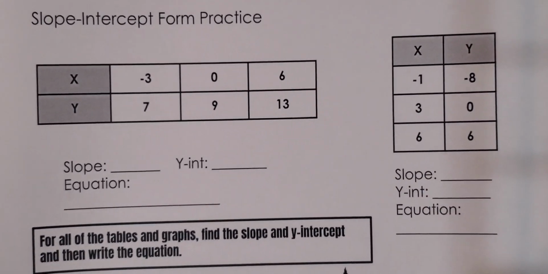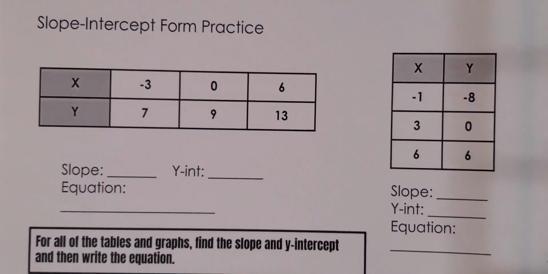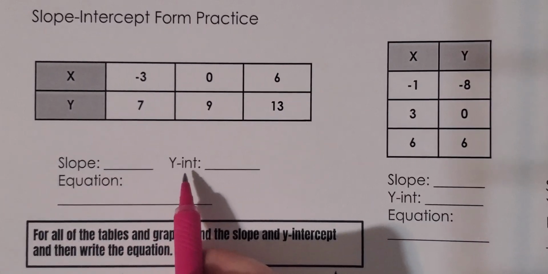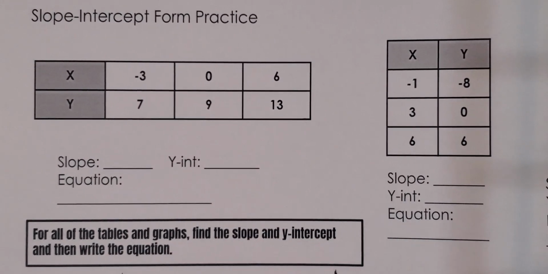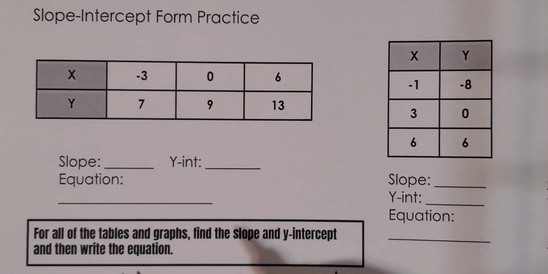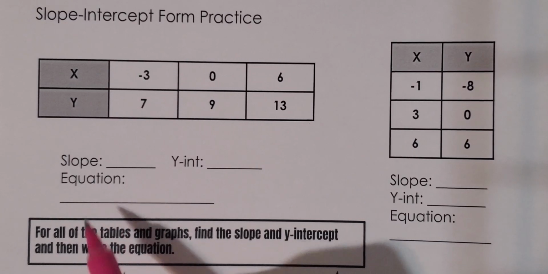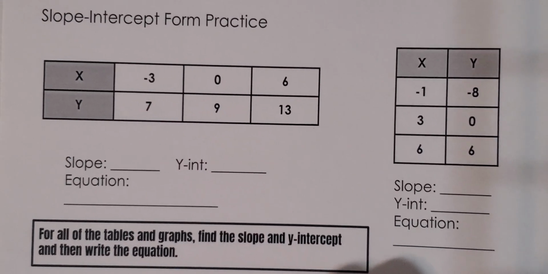If you turn your paper over, we have more example problems. So we're going to be doing the same type of thing. We're going to be finding the slope and the y-intercept from tables and graphs, which we've been doing in the past. And then we're just going to take it a step further and actually put it into equation form.